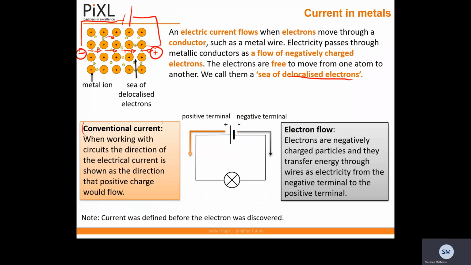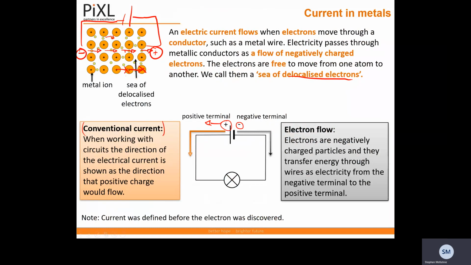Now, conventional current is what we use for all of our maths. So we say in our math theory that electricity moves from positive to negative. The charge goes from positive to negative. Whereas we actually know that electrons flow from negative to positive. These nuclei are not able to move from left to right. They're just not able to move. They're stuck where they are in a solid. They vibrate around a fixed position.